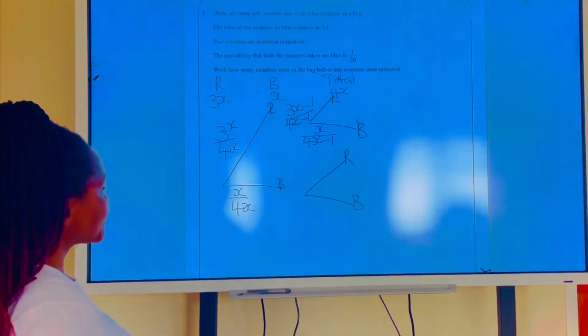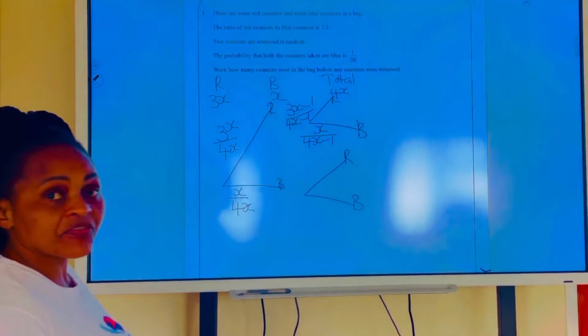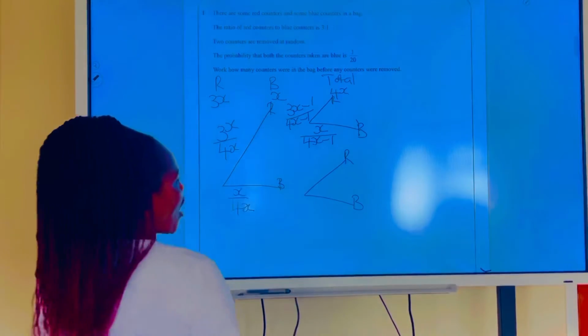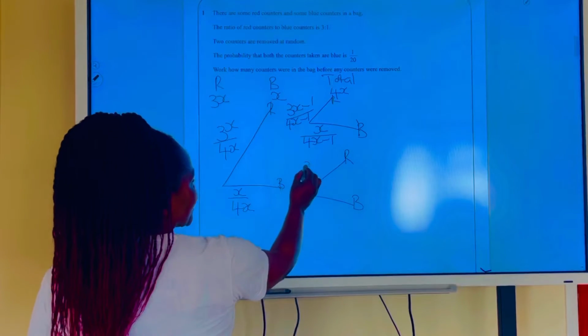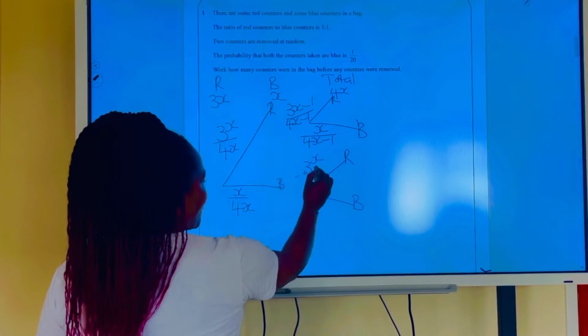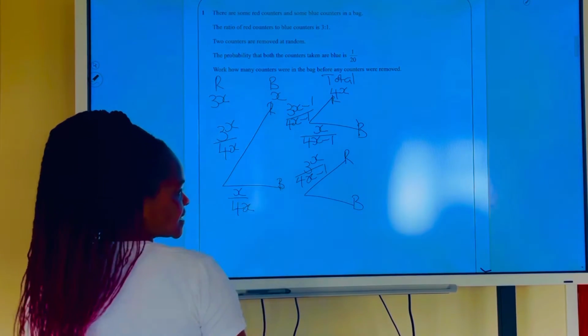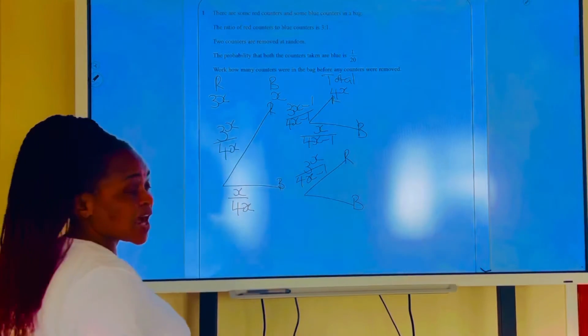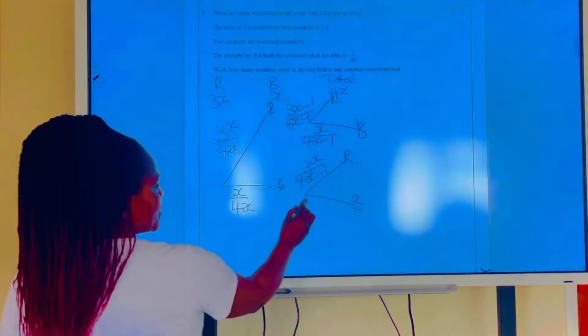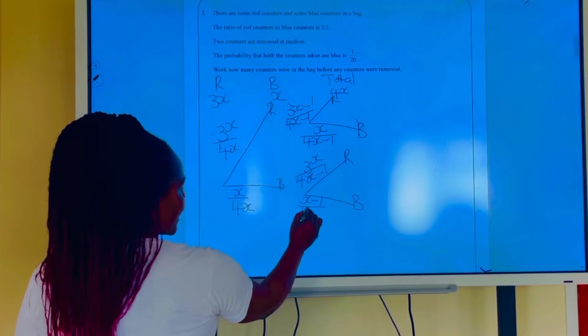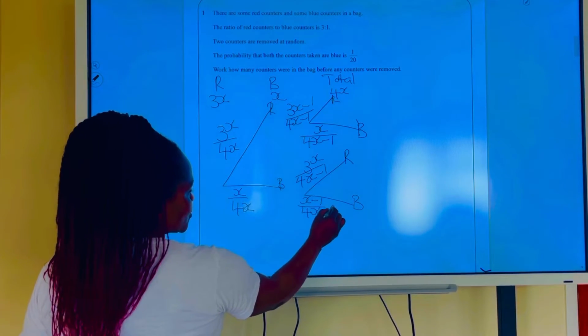Then we move to the next thing. How about if I pick a blue? The red will still be the same, 3x over 4x minus 1, because I've removed 1. For the blue, because I've removed a blue one at random, I'll be left with x minus 1 over 4x minus 1.